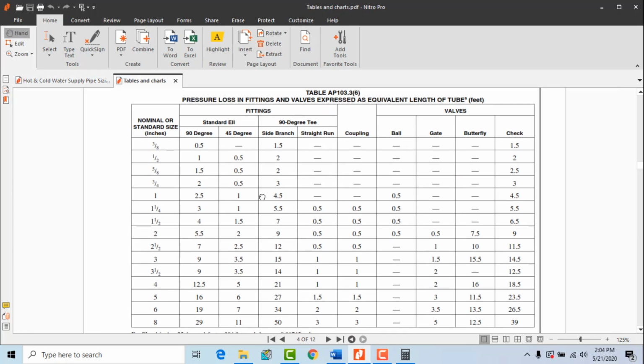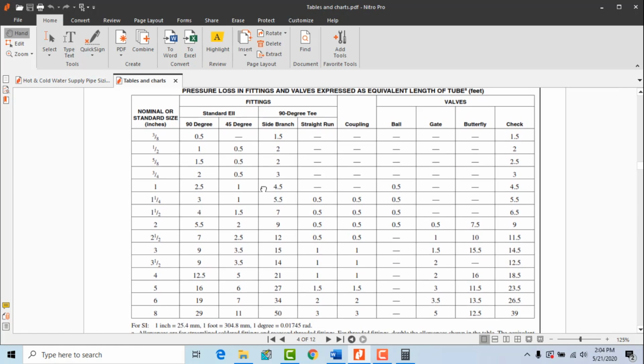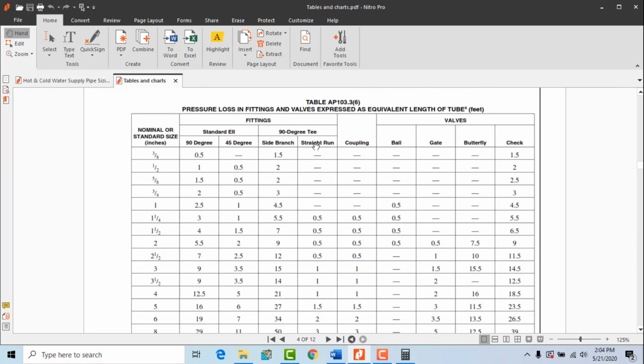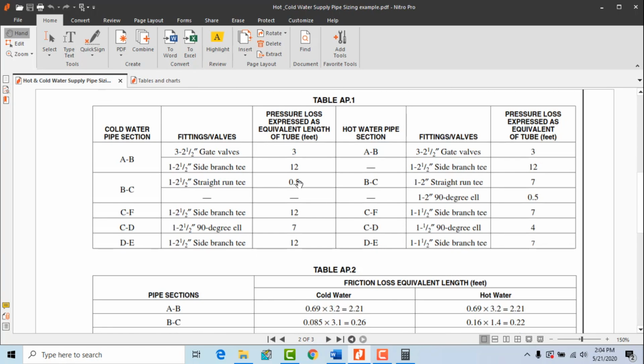Move back to our chart, and this is our straight run T, 2.5 inches. The equivalent length of a straight run T is 0.5. You can see over here 0.5, so 0.5 goes over here.